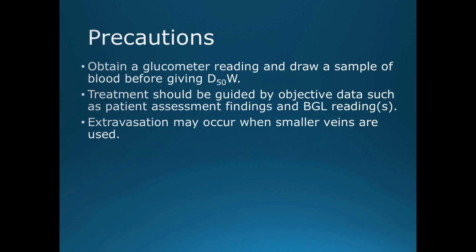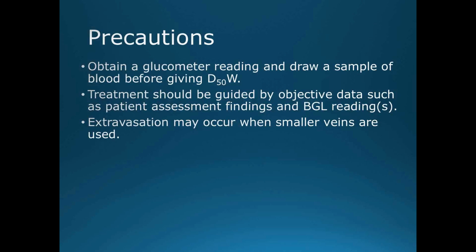So we're going to check a blood glucose level. If it's in your protocols to give a sample of blood beforehand to be tested, that's fine. In an emergency state, I don't know how important that is. So we're going to look at what our blood sugar reading is, what the state of the mental status of our patient is, and use those things to determine how much we're going to give.